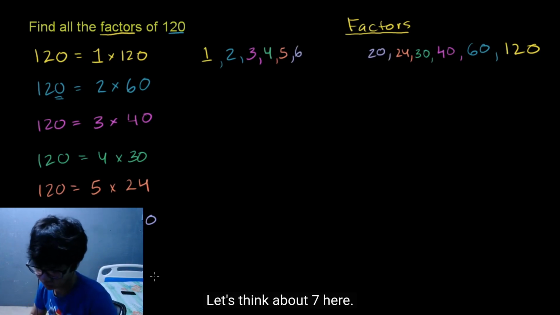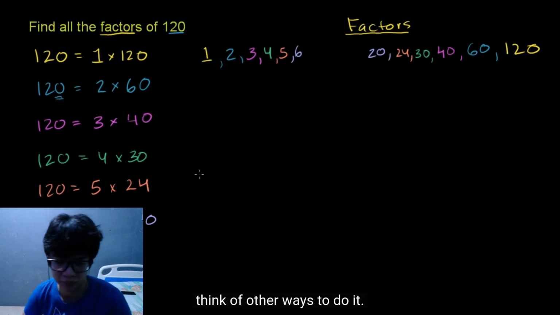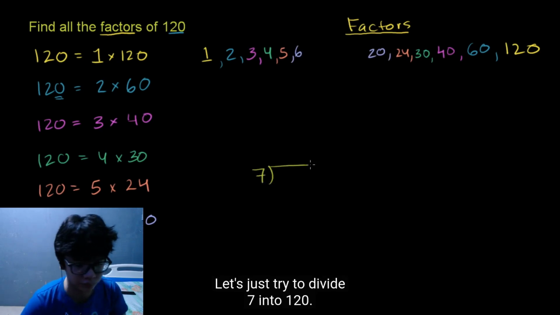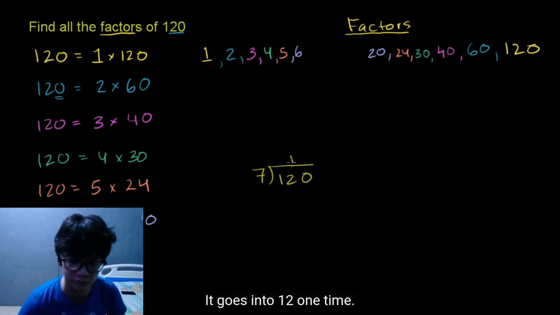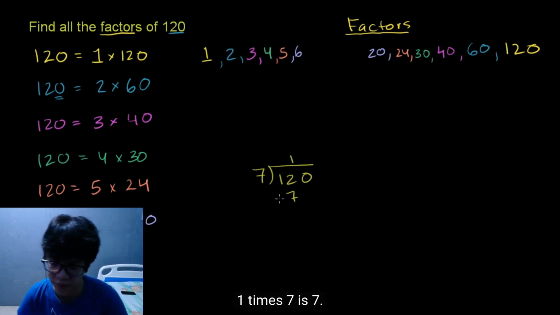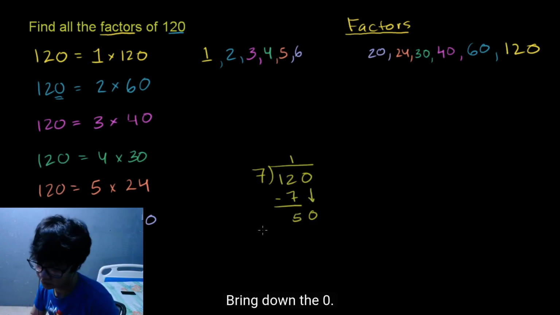7 is a very bizarre number. And just to test it, you could think of other ways to do it. Let's just try to divide 7 into 120. 7 doesn't go into 1. It goes into 12 one time. 1 times 7 is 7. You subtract. 12 minus 7 is 5. Bring down the 0.